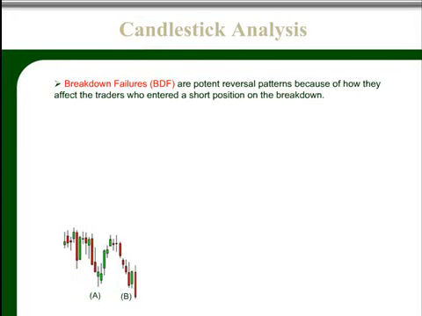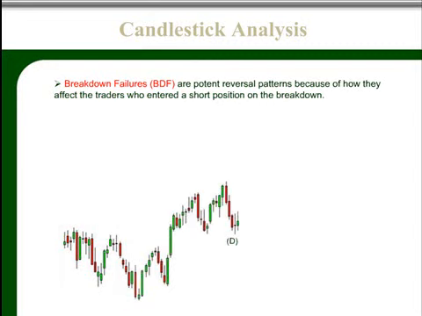Prices break down below support with a bearish range expansion that closes near its low. Following the bearish range expansion, prices form an inside bar. When prices advance above the point they broke down from, traders who created the breakdown will close their position to limit their losses. This will cause increased buying and drive prices higher.